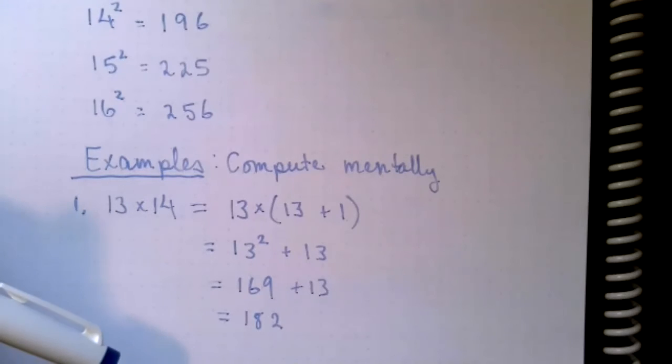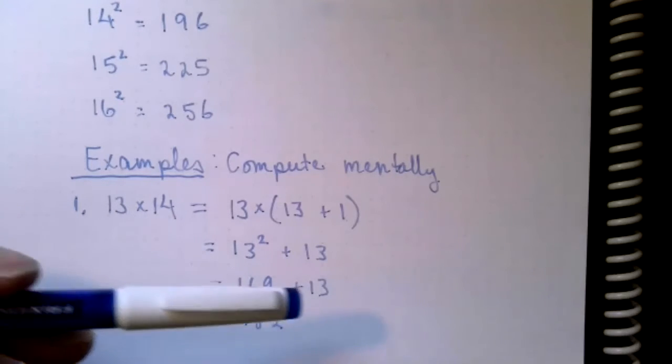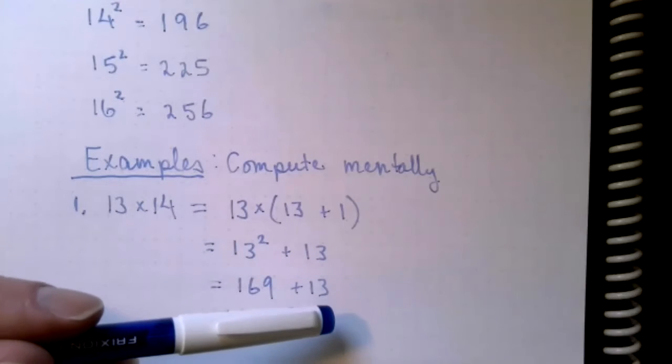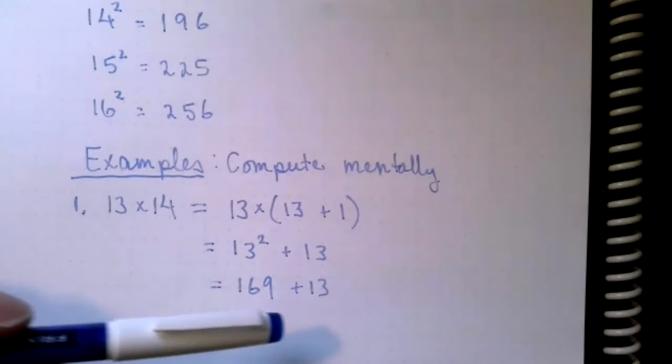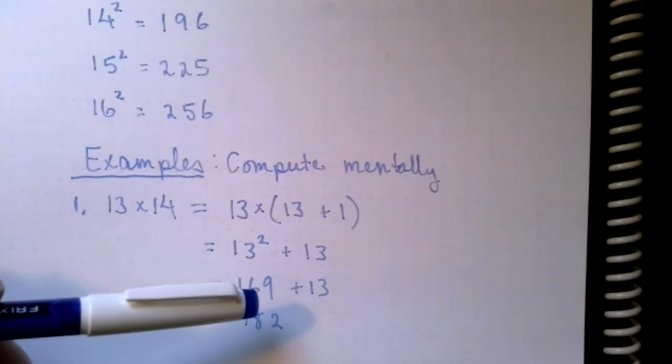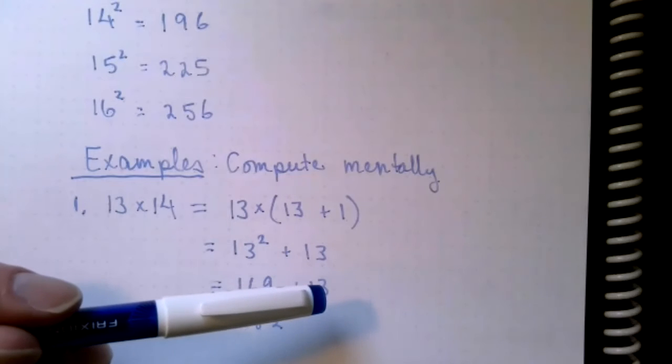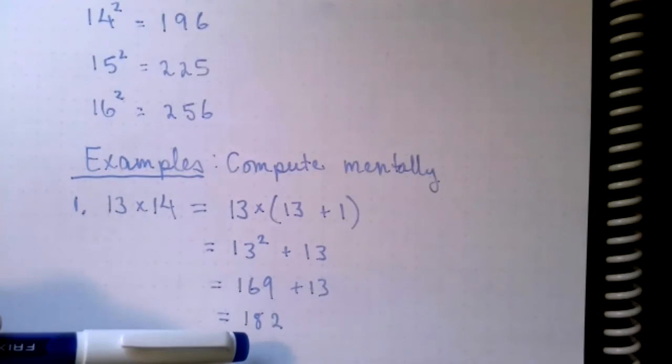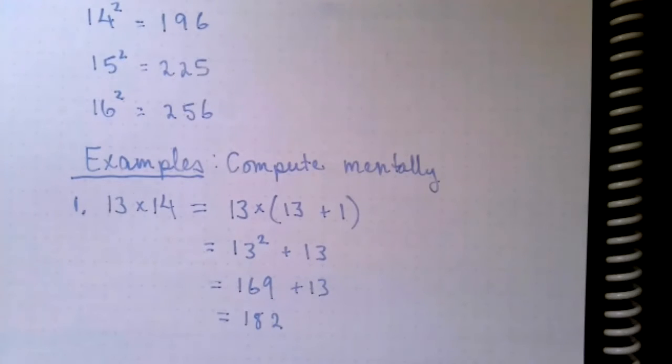You added it. Right, so it took 169 plus the 13. If you want to do that really quickly mentally, bring over a 1. This is 170 and 12. 170 plus 12, 182.